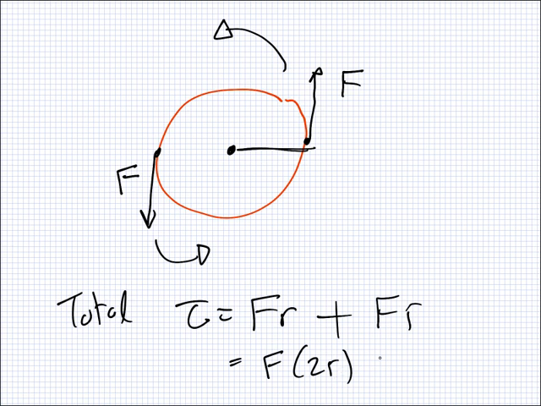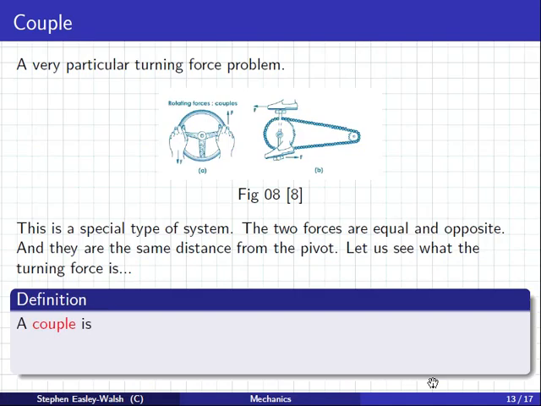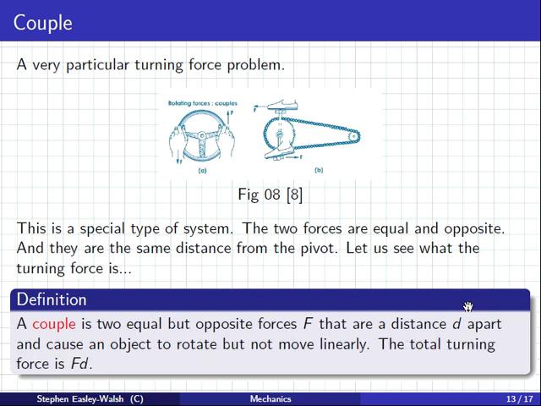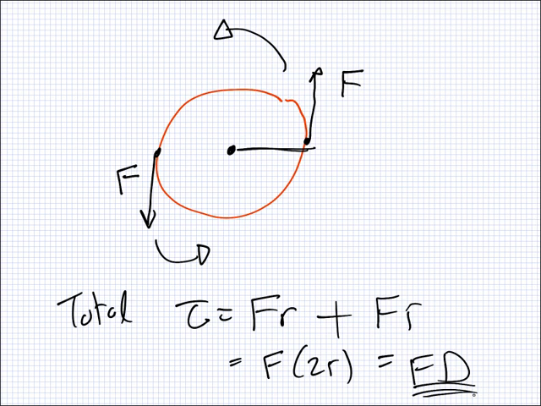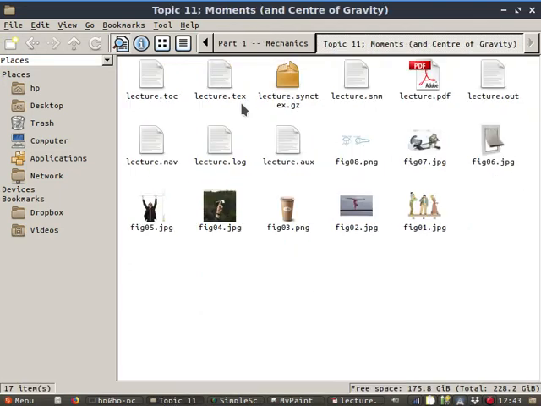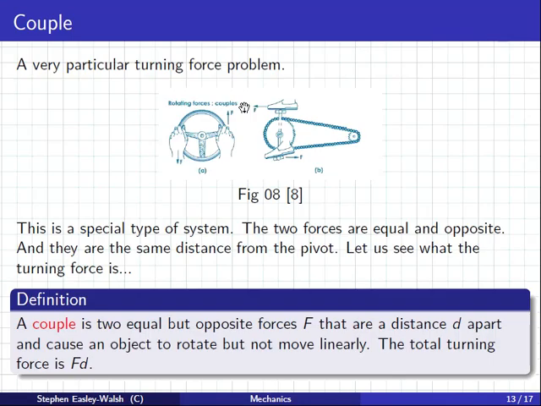What's 2R? Yeah, D, isn't it? Called diameter, FD. So, a couple is two equal but opposite forces working together a distance apart and cause an object to rotate. Oh, I used small d. I should have used a capital D. Sorry. Make that one a capital D, okay? The total turning force is FD. Sorry, write it like this, please, because I wanted the capital D. Capital D, please.